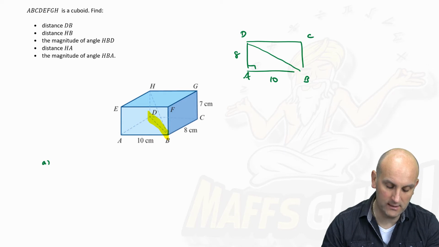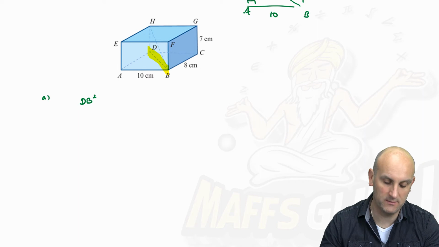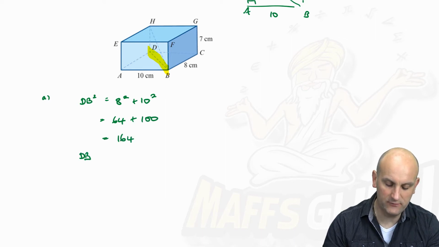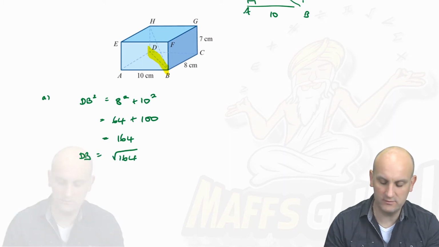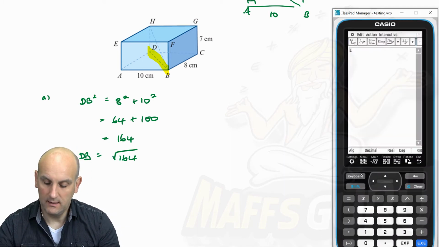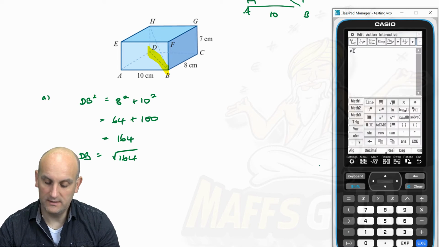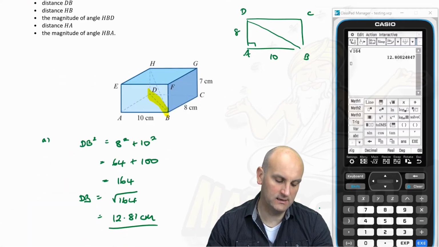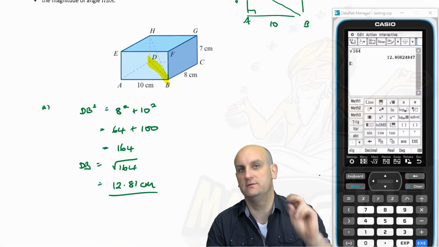So part A, we now know then that DB squared, and I'm going to write these like this for the moment, is equal to 8 squared plus 10 squared, which is 64, plus 100, which is 164. So DB, if you remember, is going to be the square root of 164. Now, I'm going to fire up my CAS calculator, and I'm going to work out the square root of 164. Hit enter, and that gives me a value of 12.81 centimeters. So I'm going to round all my values at the moment to 2 decimal places.